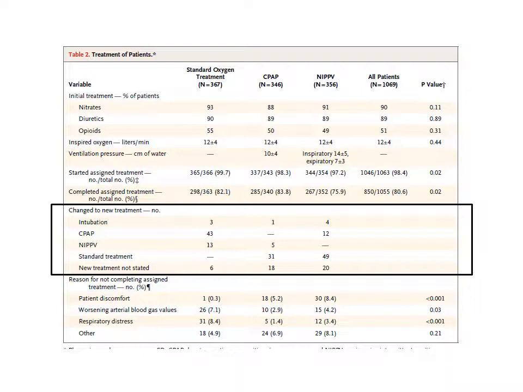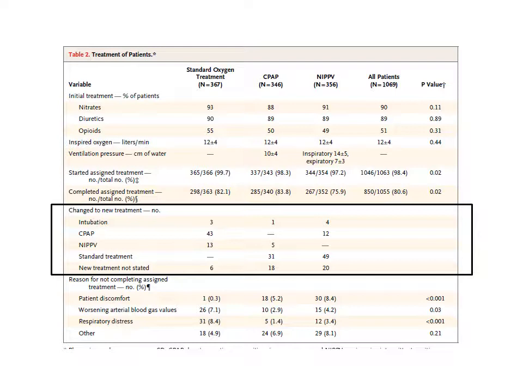And this is another interesting example where you could argue you should do per protocol or intention to treat, and if you were to go to per protocol, how would you do that? So this was a trial published in the New England Journal of Medicine, as perhaps would be obvious from the design of the table, in 2008. And it was a trial of randomizing patients between oxygen therapy versus CPAP versus BiPAP for pulmonary edema.